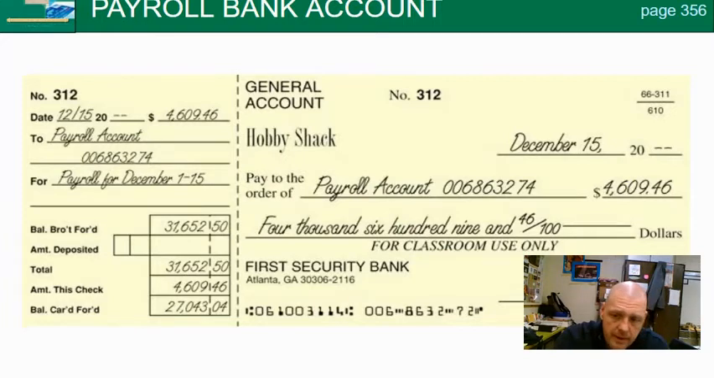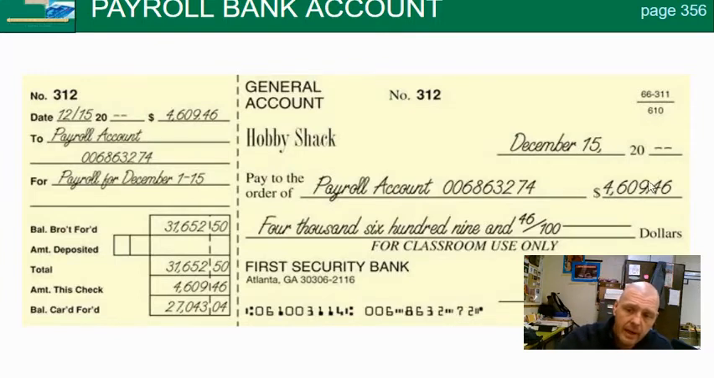What number is this? $4,609.46? Is that my total earnings? Is that my total regular earnings? Is it my total deductions? Or is that my total net pay? Hopefully you found out that that answer is my total net pay.